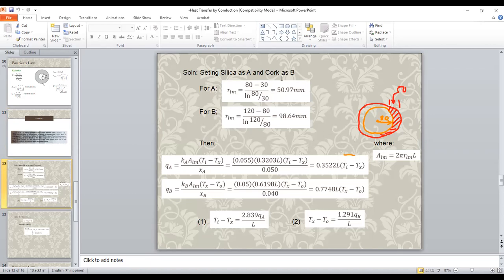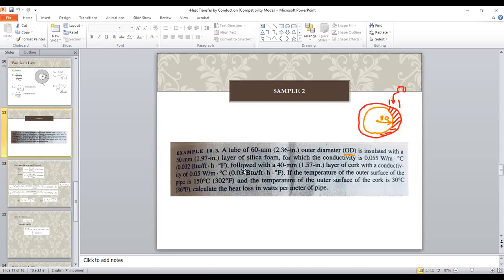Now, what about the cork? If we go back to the problem, the cork is 40 mm thickness. So you have already 80. We have to add another layer for the cork.